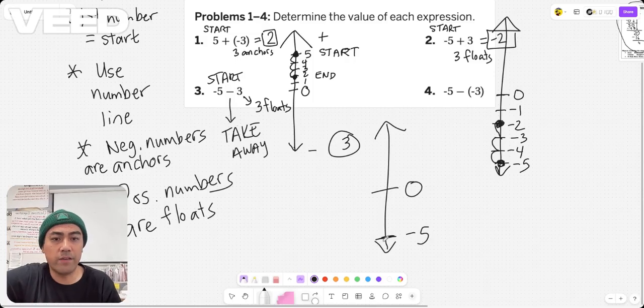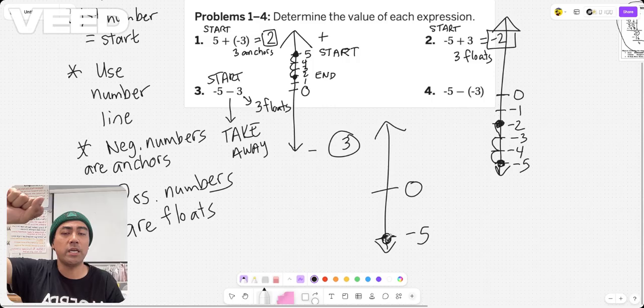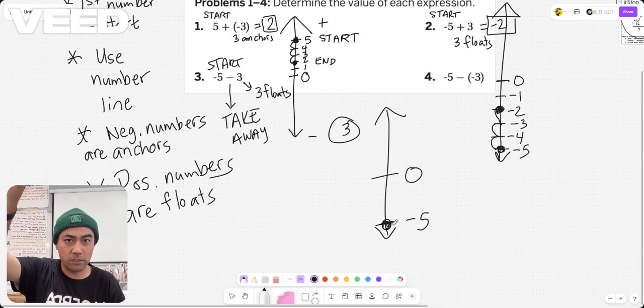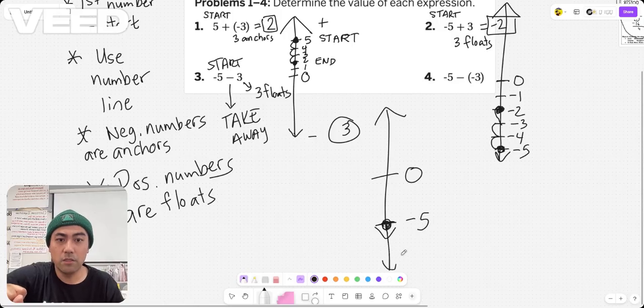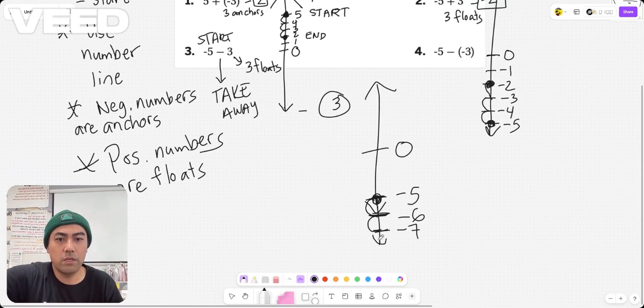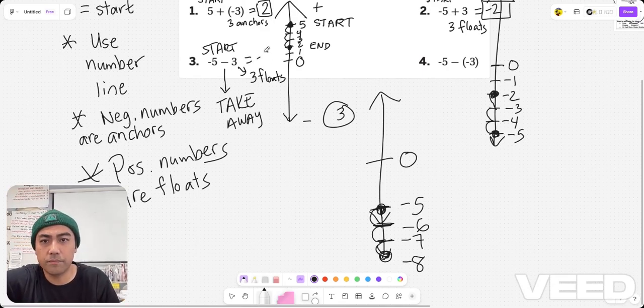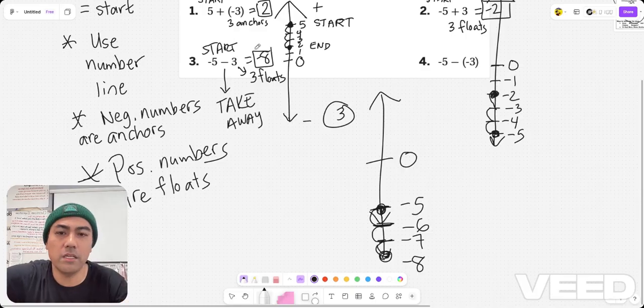So we're starting at -5, but we're taking away 3 floats. What happens if we're taking away 3 floats? Are we going up or are we going down? Okay, well, if we're taking away things that help us float, that means we're going down. So we're going to go down 1, 2, and 3. So my final answer, since we took away 3 floats, our answer is -8. Sorry, not the cleanest of videos.